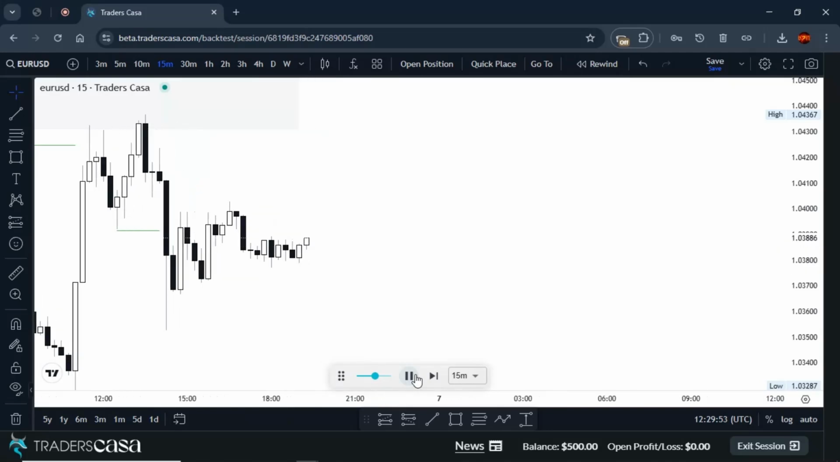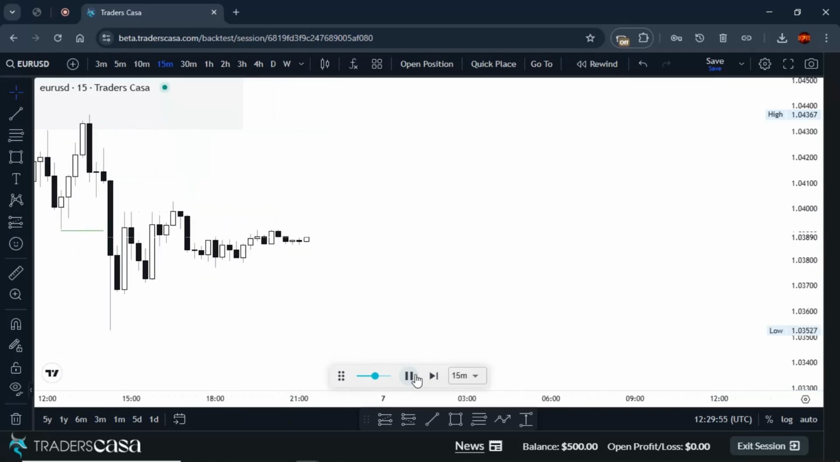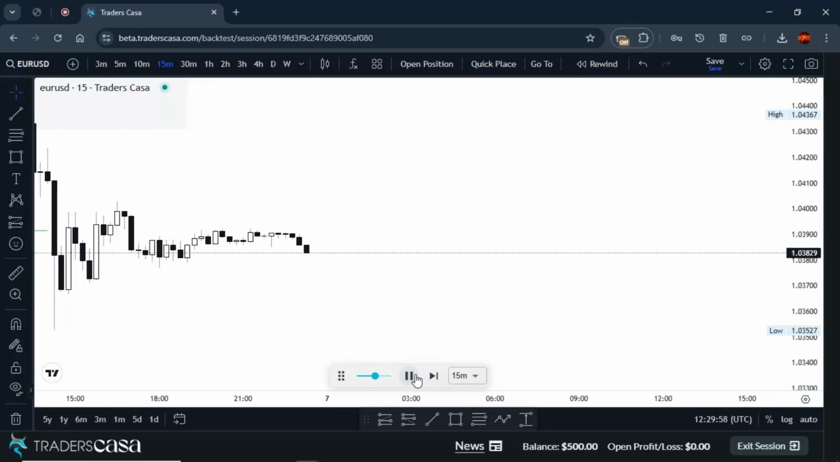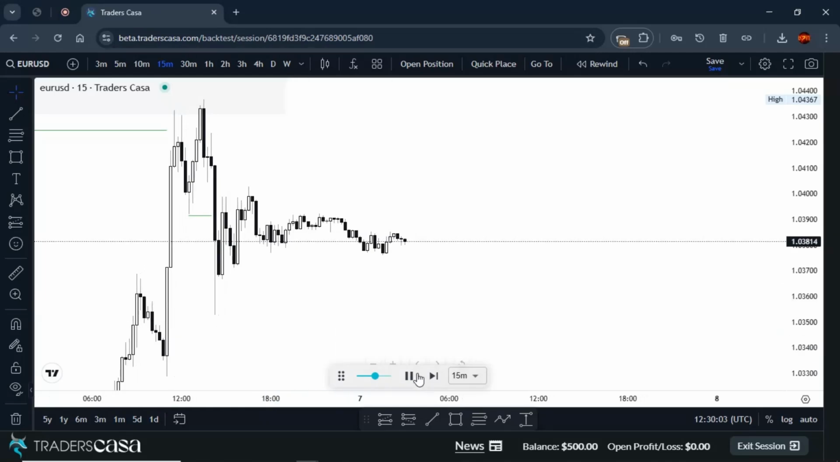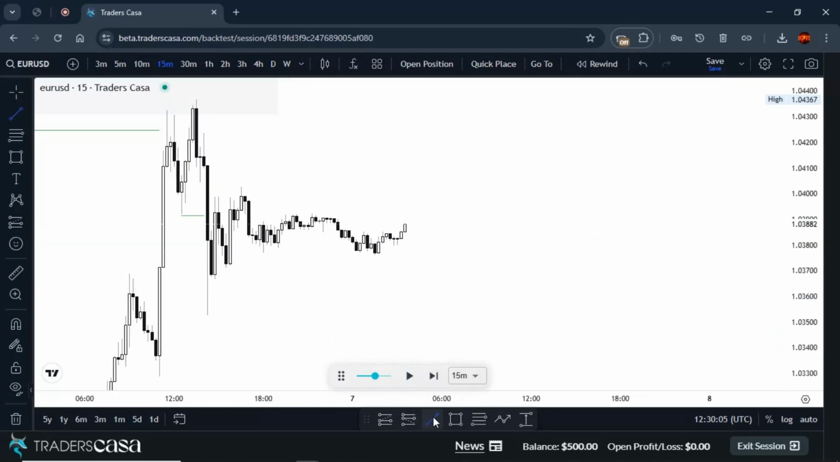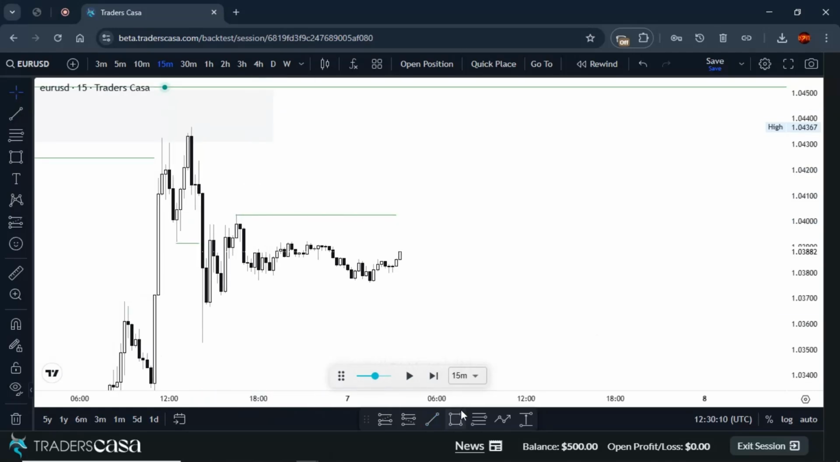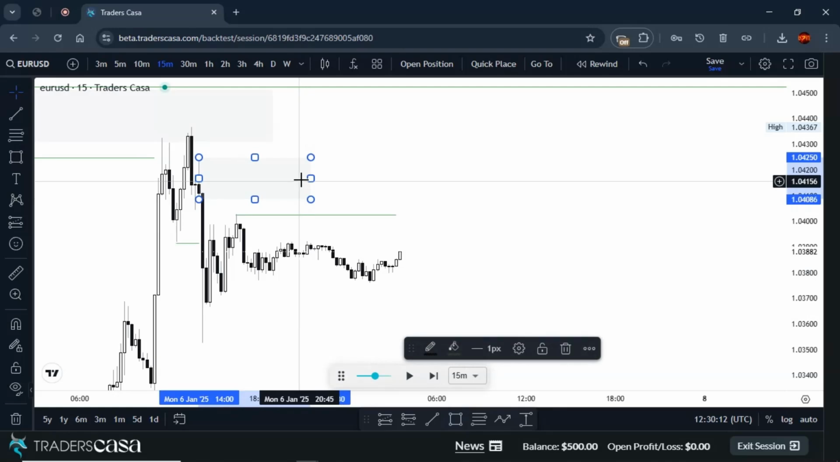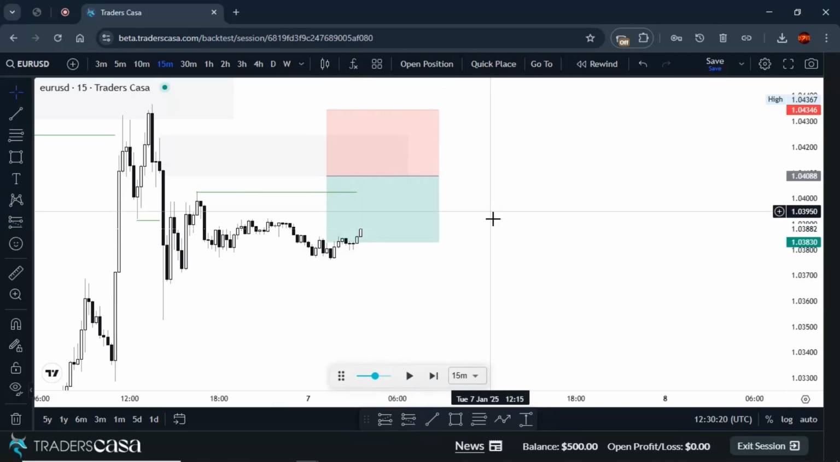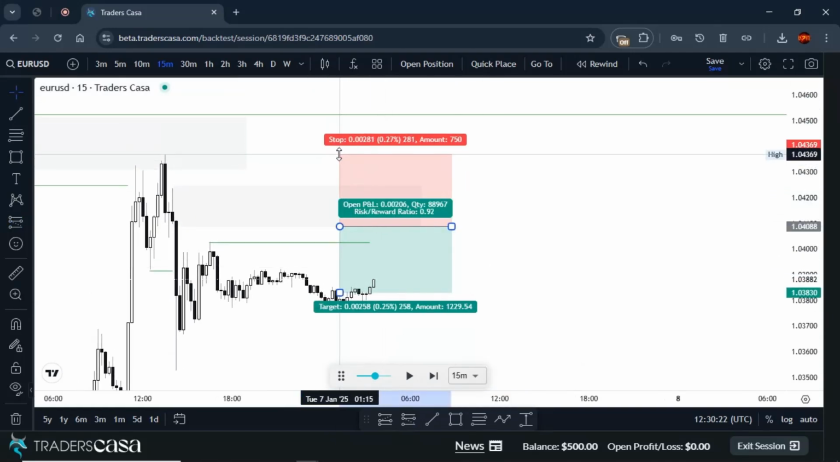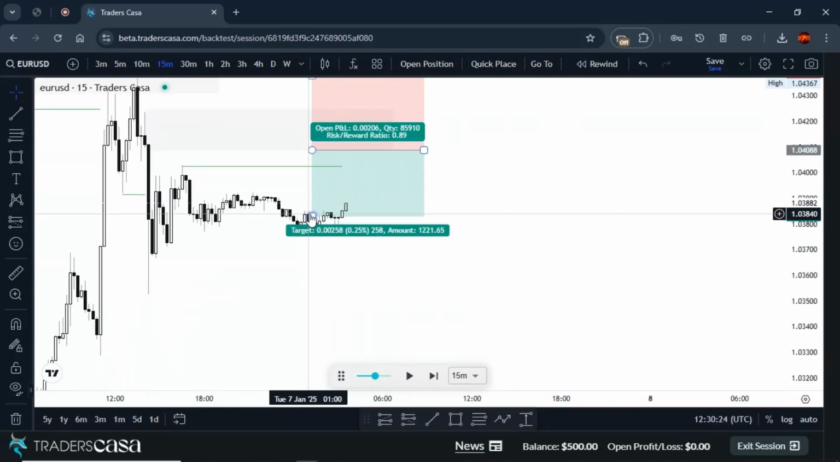Okay, so let's see if price gives us any liquidity. Price is actually ranging. Okay, so what do we have here? Price could be using this as liquidity for this zone right here. Okay, so this would be a very good place to take a sell with minimal risk, as we still have POIs above, right?